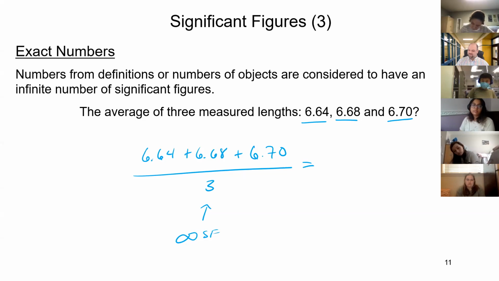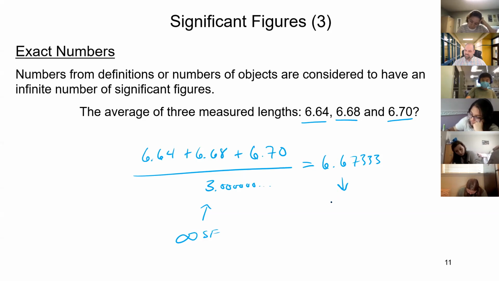And so that 3 is really 3.00000, as long as you want it to go, because it has many more sig figs than we need. And so if we do that, we get 6.67333, which we're going to round to how many sig figs? 3. 6.67 is my average. Okay. Those exact numbers make sense?